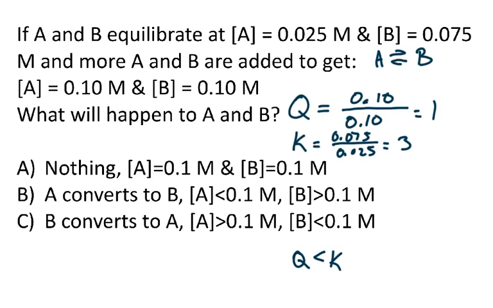more product because we don't have enough of it right now. So we're going to shift, our A is going to convert to B, and so in the end our A is going to be less than 0.1 molar, our B is going to be greater than 0.1 molar.